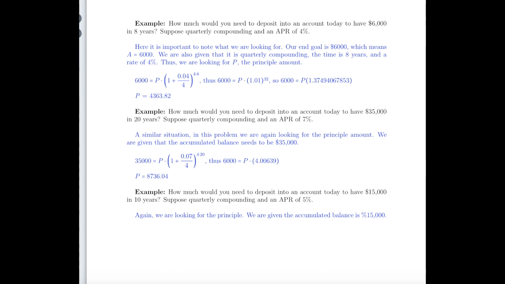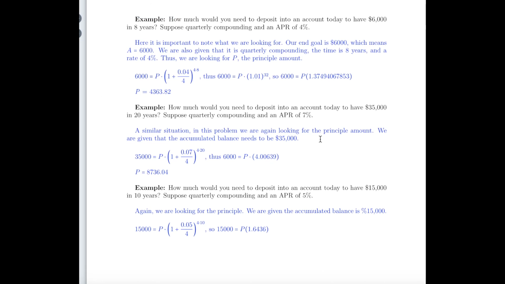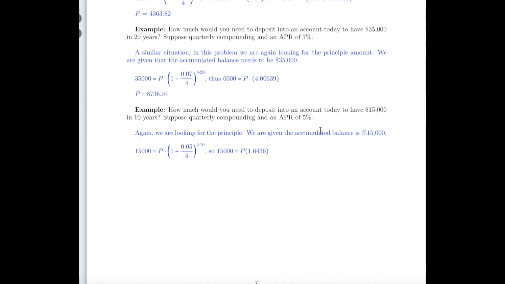Alright, go ahead and try that next one. Make sure you can do this on your own. Did you try it? Good. Alright. Here's the work. So this is just plugging everything straight into the formula. Our accumulated balance is going to be 15,000.